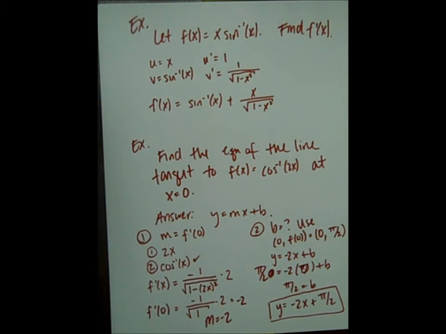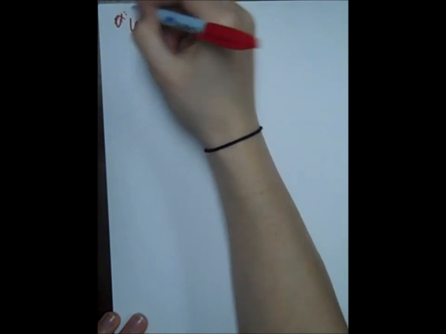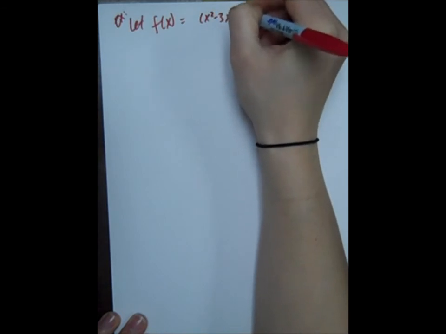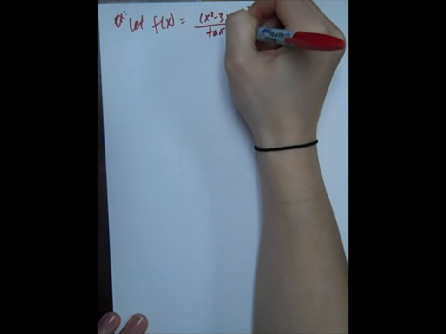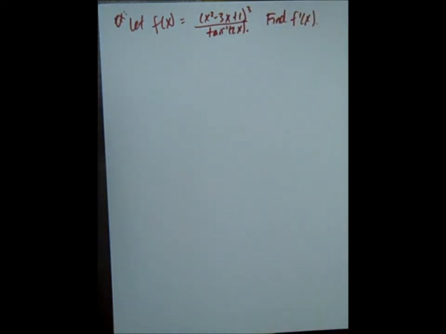The steps that we took were not anything different. I still found f prime and plugged in my value. I still used my original function to find b. The only difference is that now we had to use the derivative of cosine inverse. Let's do one more here. Let's let f of x equal x squared minus 3x plus 1 cubed divided by tan inverse of 2x. And let's find f prime of x.